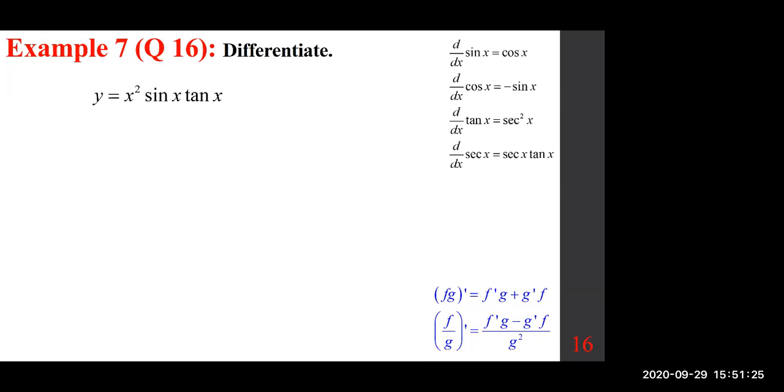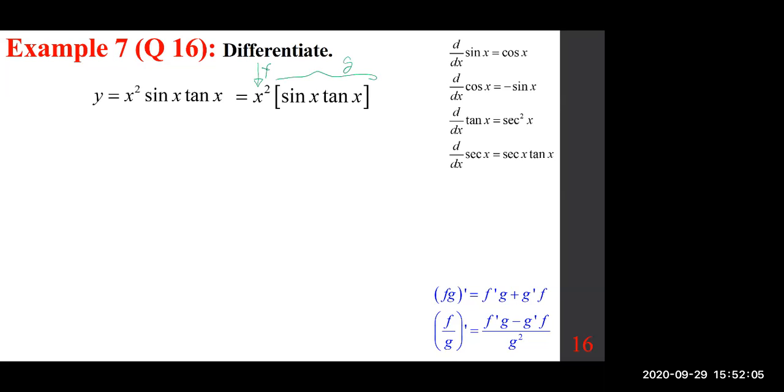x squared sine x tan x. Using the product rule here, what matters is you need to understand it's not just f and g, you have 3 functions. So how do you deal when you have more than two functions? You have to cut them into two somehow. Even if you have 8 functions, you can say 4 and 4, okay? And then work on it. Okay, so now you really have the first one, x squared. That's your first function f, let's say. And this is your second function, the g function, okay.